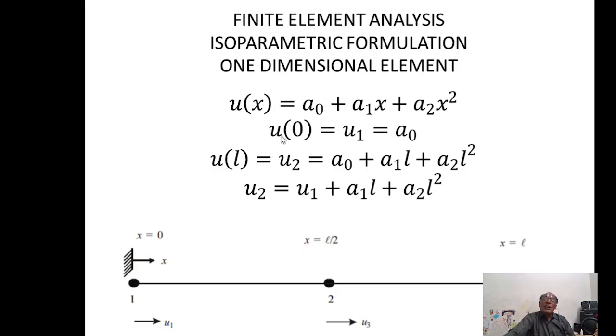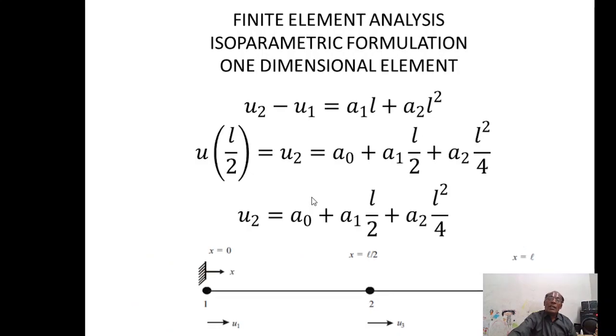Applying the boundary condition at x equal to 0, we evaluate a0 equal to u1. Similarly, apply the next boundary condition at x equal to L. The equation becomes a function of u2 in terms of L and L square. Rearranging, this becomes u2 minus u1 equal to a1 L plus a2 L square. Again, this is one equation.